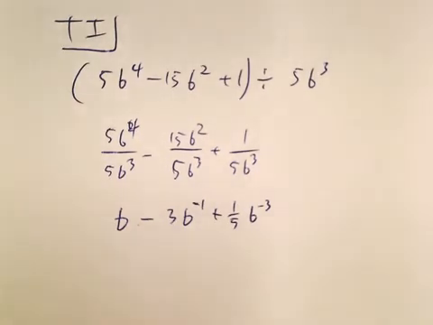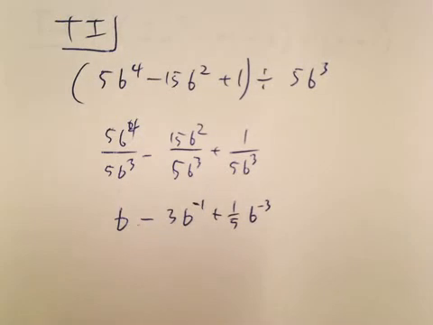Okay, that's what I have. I subtracted all my exponents. If you wrote this as 3 over b, and if you just copied that 1 over 5b to the third, 1 over 5b to the third there, that'd be fine as well. I just wrote it with a negative exponent in the previous example, so I went ahead and copied that convention here. They mean the same thing.